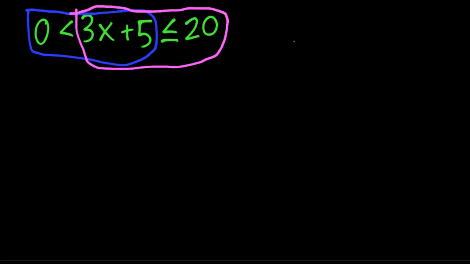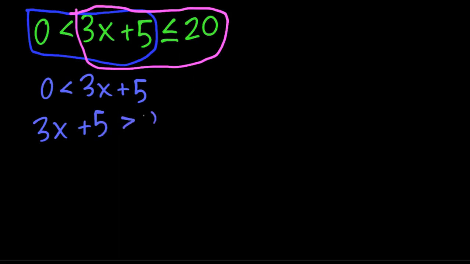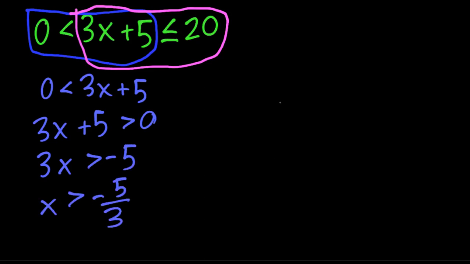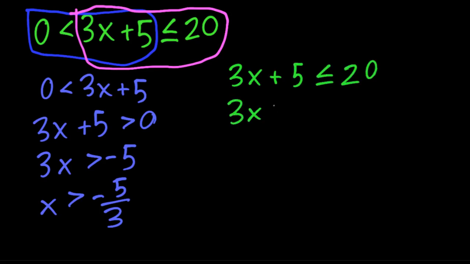So let's solve the first one, which is 0 is less than 3x plus 5. I like to always bring my variables on the left-hand side just for easier solving, so that's the same thing. So 3x is going to be greater than minus 5, which means that x is greater than minus 5 over 3. And for the second inequality, which is 3x plus 5 is less than or equal to 20, that means that 3x is less than or equal to 15, which means that x is less than or equal to 5.